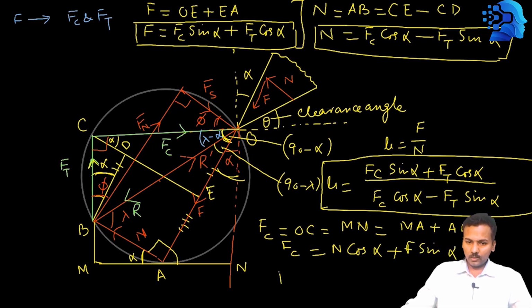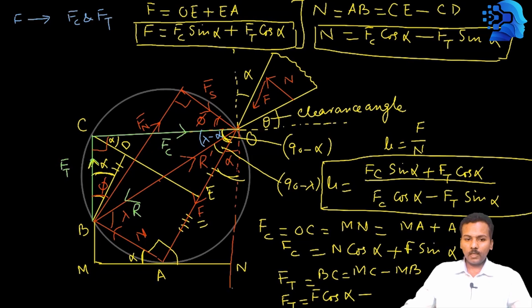Now if we want to calculate the value of Ft in terms of this F and N, so Ft is basically equal to this BC. So this is BC, and this BC is equal to MC minus MB, and this MC can be written as equal to ON, and ON is equal to F cos alpha. So this Ft is equal to MC, equal to ON, and ON is equal to F cos alpha minus MB, and this MB is equal to N sin alpha.